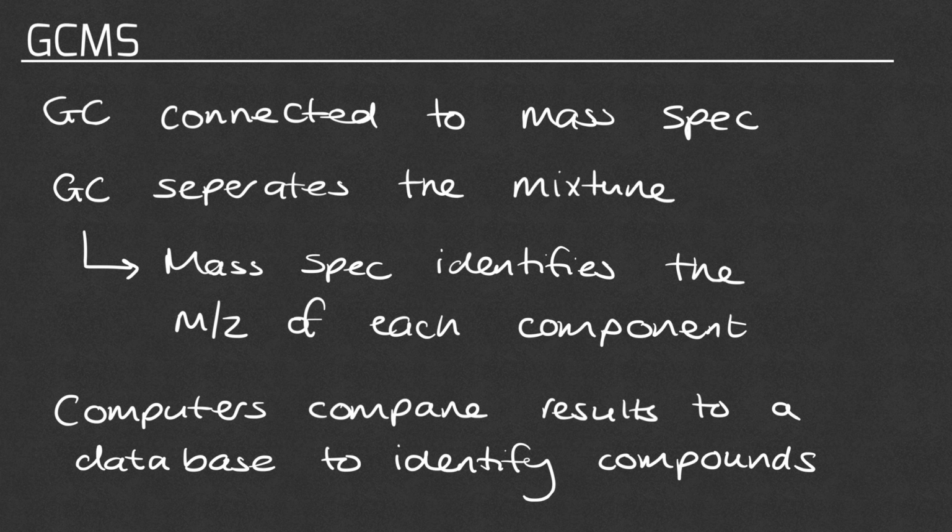And computers can then compare those results to a database to identify the different components and the different compounds within that mixture. This is typically used by police in evidence labs when they're calculating alcohol levels in blood or urine, because we can identify the relative amounts of those chemicals as well as them just being present. So it wouldn't just tell us that alcohol is present in blood or urine, it can give us the relative concentrations as well, which could be used, for example, when looking at drink drive limits or other forensic investigations.